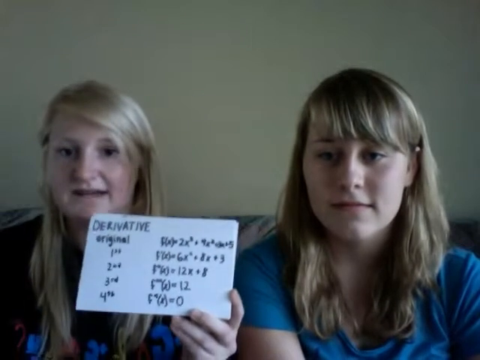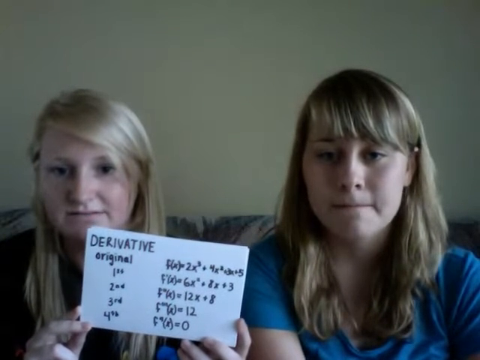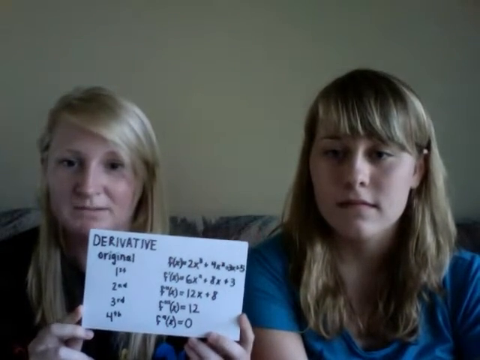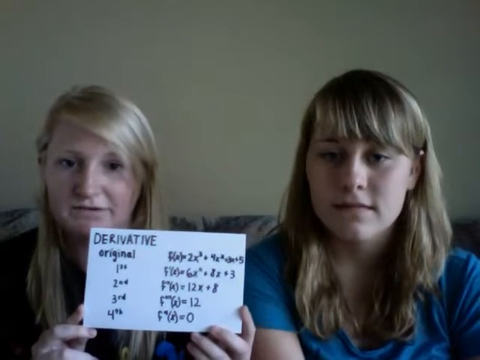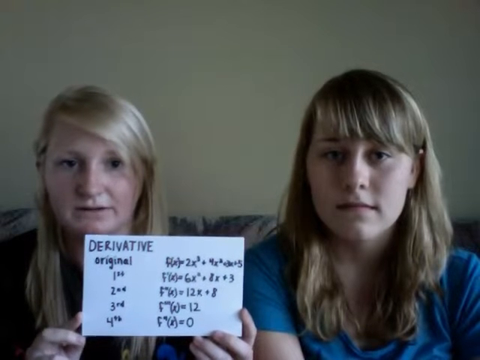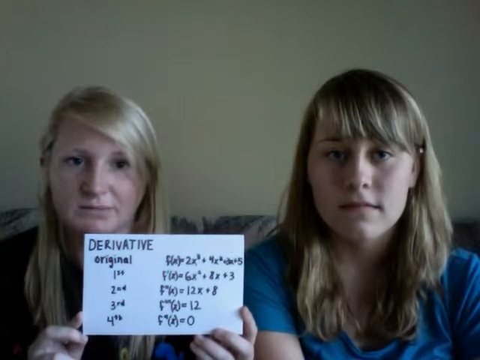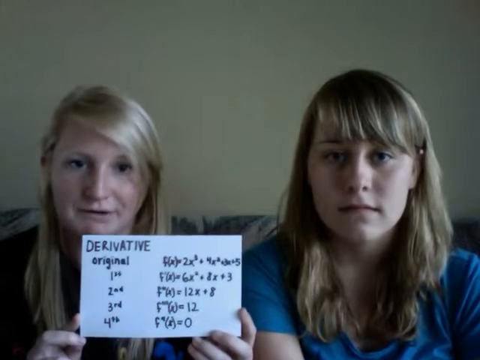For f prime of x equals 6x squared plus 8x plus 3, this gives the slope of the original function f of x as well as the maximums and minimums. F double prime of x would be 12x plus 8, which would give the slope of f prime of x and the concavities of the original function f of x. F triple prime of x would equal 12. The third derivative is also called the jerk. Each derivative gives the slope of the function before it. F to the 4 of x would equal 0.